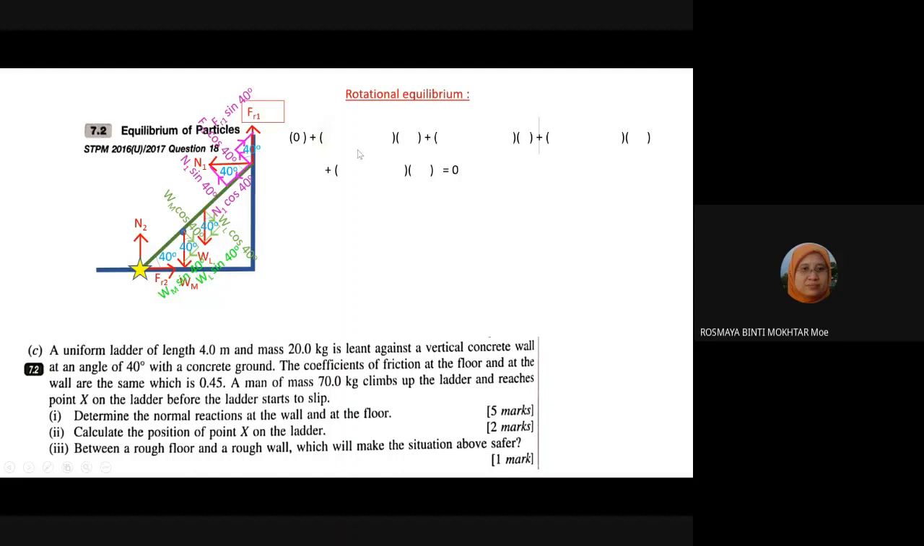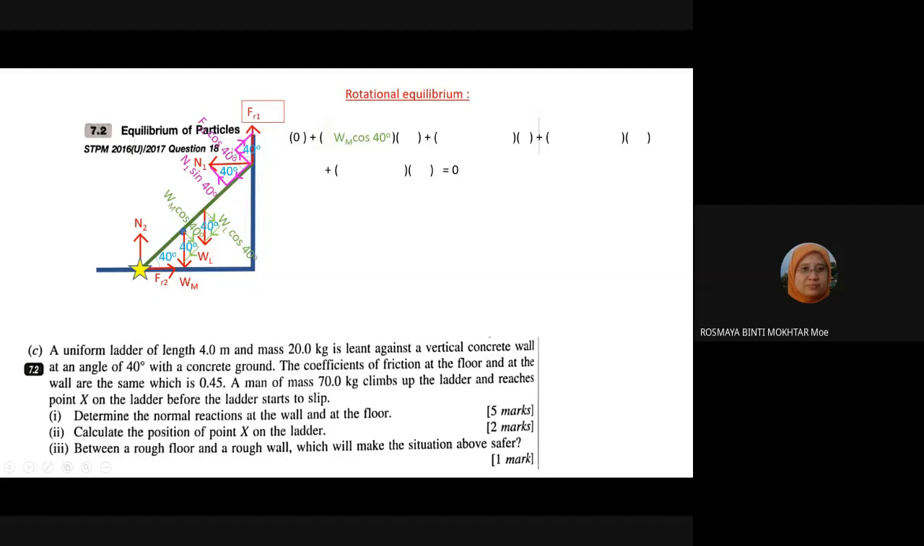Okay, now the first one, let's say we choose WM. Before that, we just want to choose the vertical components. So I erase all the horizontal components, leaving all the vertical components only. Okay, so 1, 2, 3, 4. So the component that is perpendicular to the ladder only.